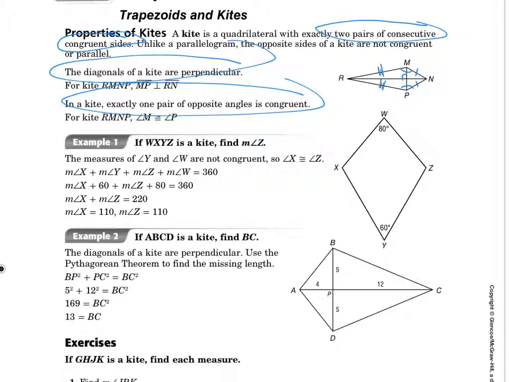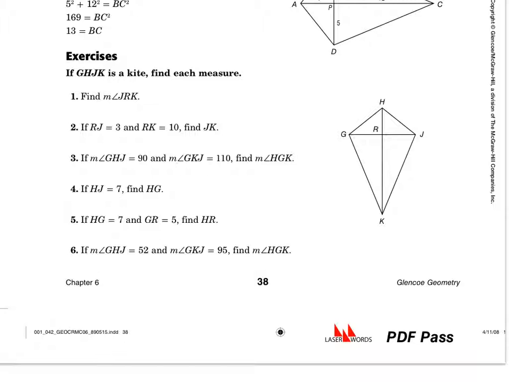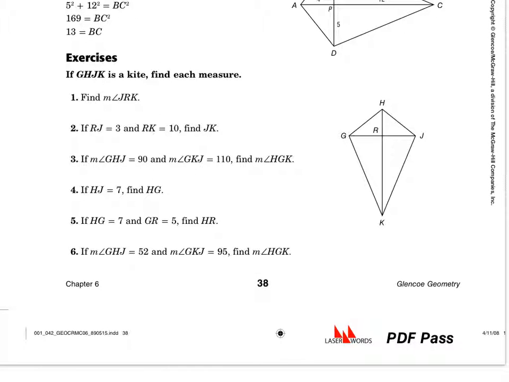Okay, so from that you can solve a bunch of different things. There's two of these that, because we've got right angles, are using the Pythagorean theorem, which is fine. You can do this if you want. I'm not going to hold you to that. But if I find just the measure of JRK, JRK is right here.